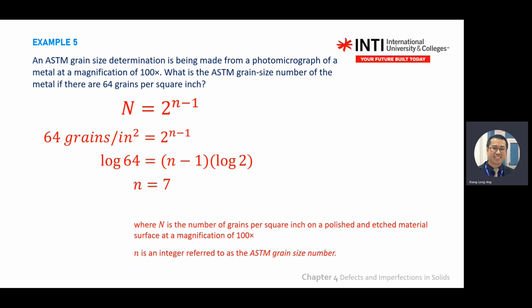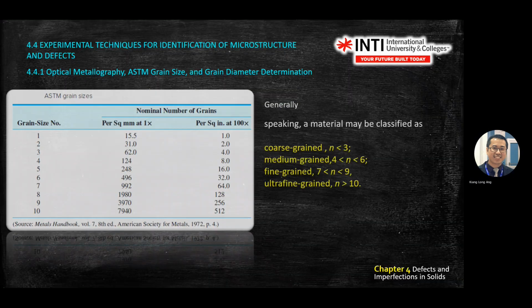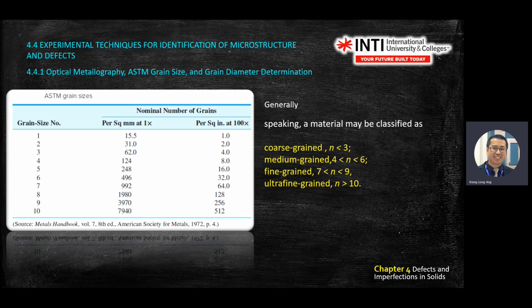So if you get 7, you refer to this diagram. You get 7. Then you identify what is the type of grain you have. 7 is under fine grain. Fine grain.